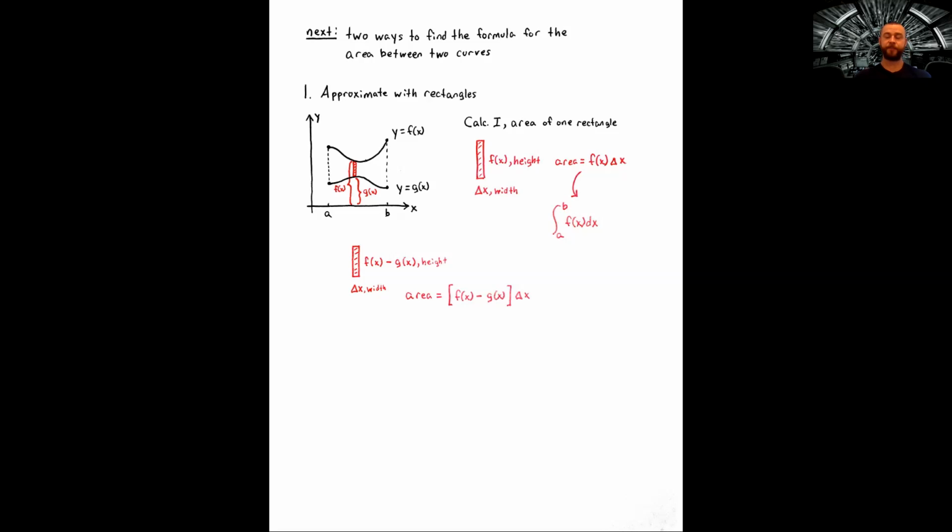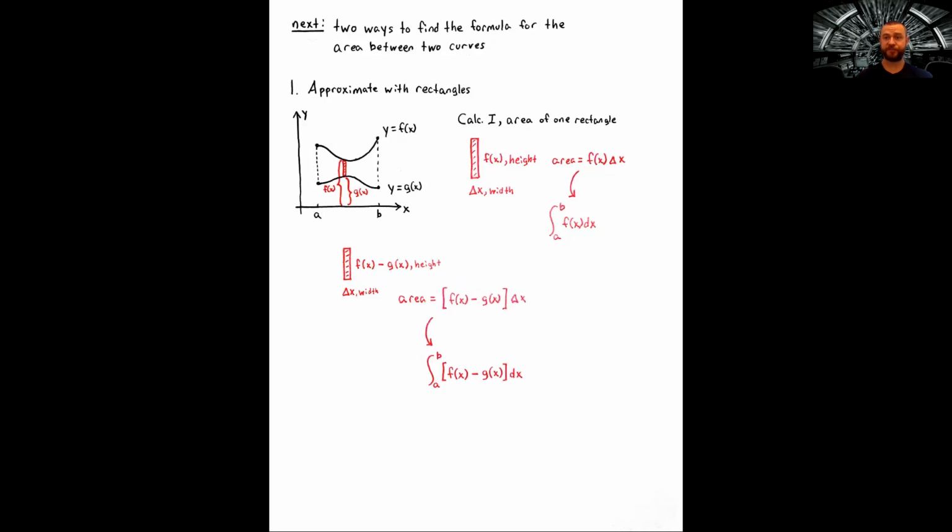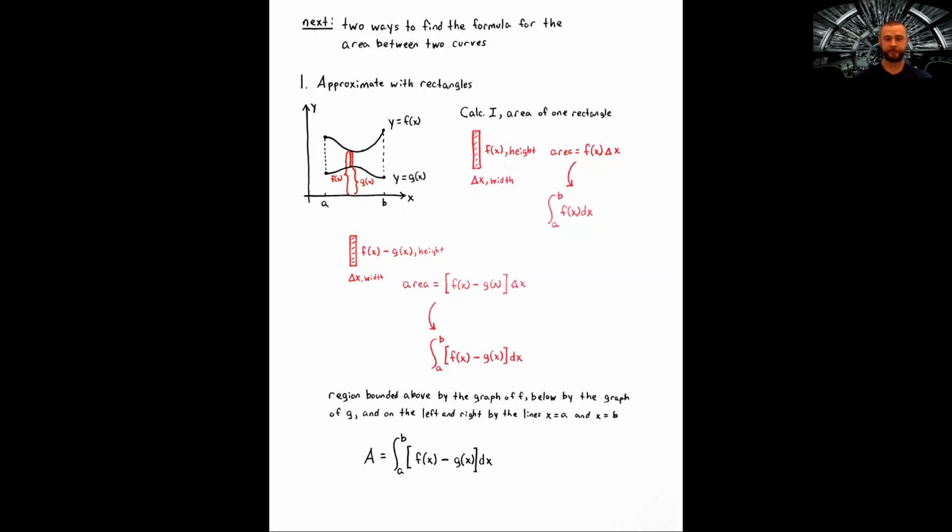We're pretty much done. We're going to conceptually add all these rectangular approximations up, and adding up turns to an integral, and the finite width delta x turns to the infinitesimal width dx. So we pretty much have it here. This transitions to this integral formula, and we get it. This is the area formula for the region bounded above by the graph of y equals f of x and below by the graph of y equals g of x over the interval a to b.